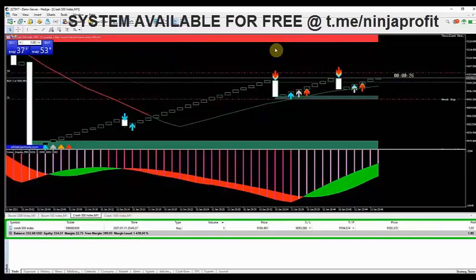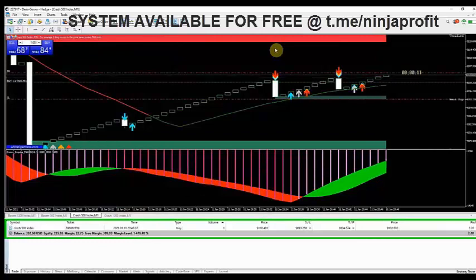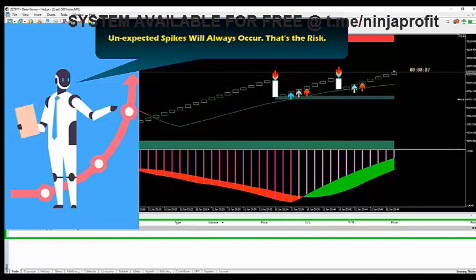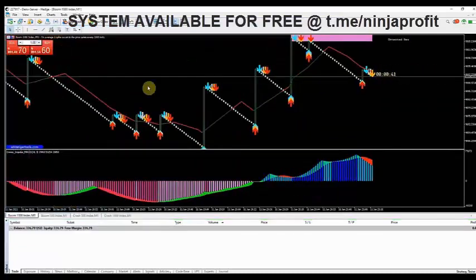As you can see, our buy trade has reached the take profit level with ease. It's not easy to blow your account with this strategy. If you use good money management, you will always be in profit, even when you encounter unexpected spikes along the way. Here is another tempting trade.